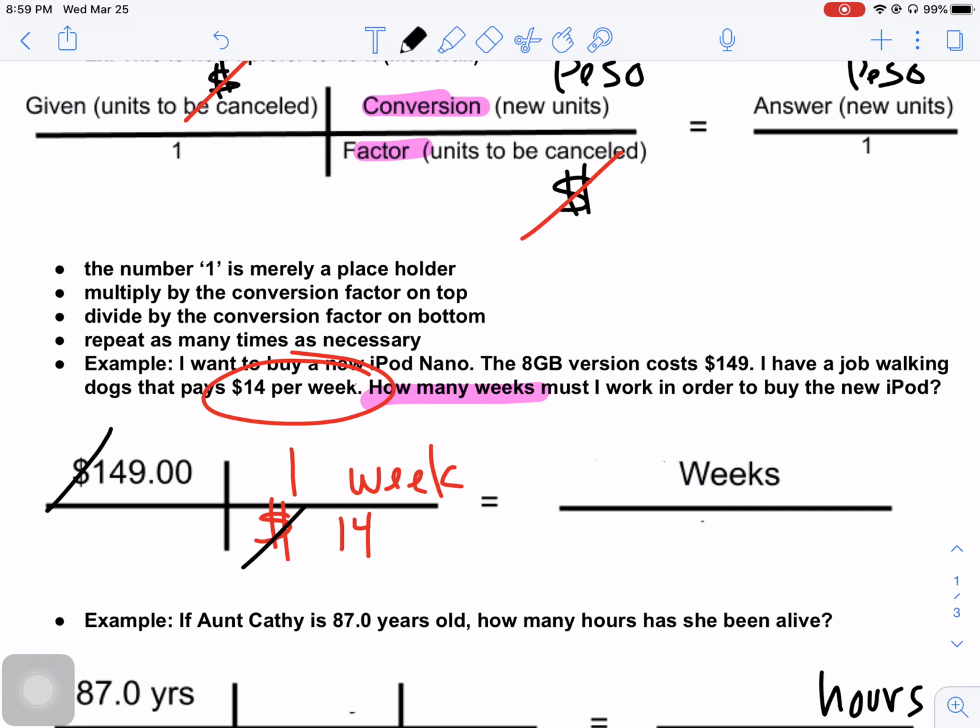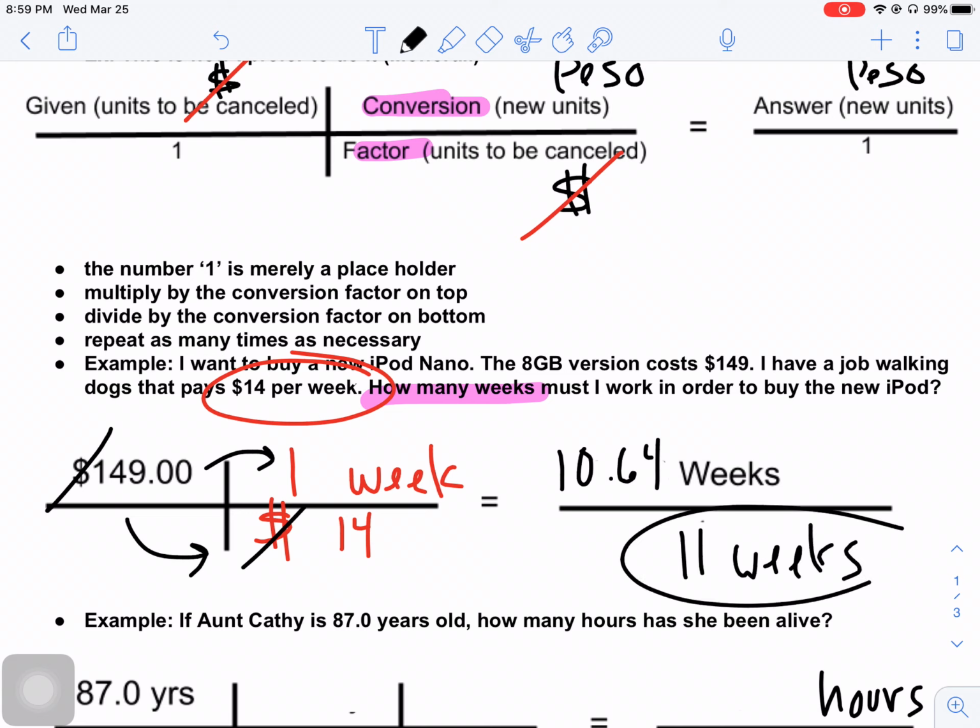So we're going to take 149 and we're going to multiply it by 1. Well, 149 times 1 is 149. But then what we're going to do is we're going to take 149 and we're going to divide it by the factor on bottom, which is 14. So when I multiply by 1, I get 149. When I divide by 14, I get 10.64. Now, realistically, I probably get paid once a week, so it's probably going to take me 11 weeks before I can afford to buy a new iPod.